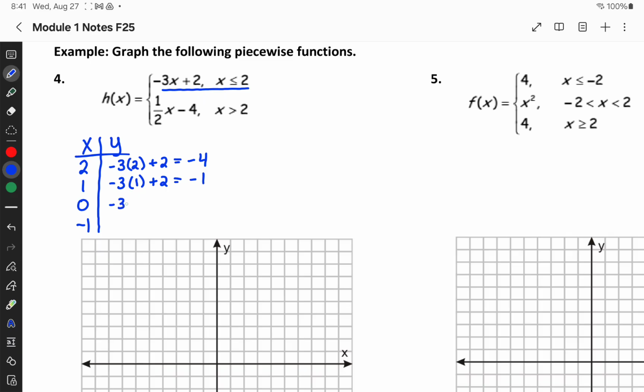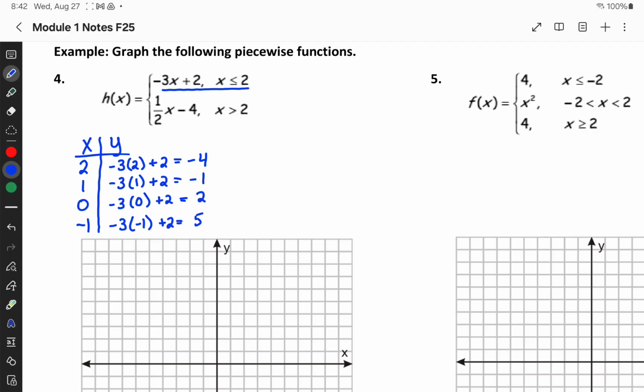Then I'll plug 0 in for x. So negative 3 times 0 plus 2 is going to multiply to be 0 plus 2, which is just going to be equal to 2. And then last but not least, I'll plug negative 1 in for x. So negative 3 times negative 1 plus 2. Negative 3 times negative 1 is 3, and 3 plus 2 is going to be 5.